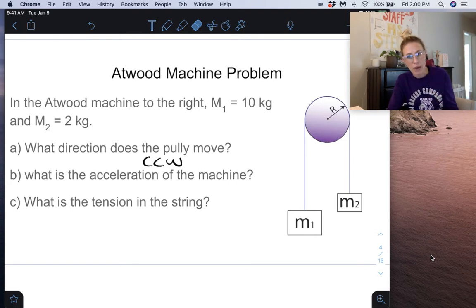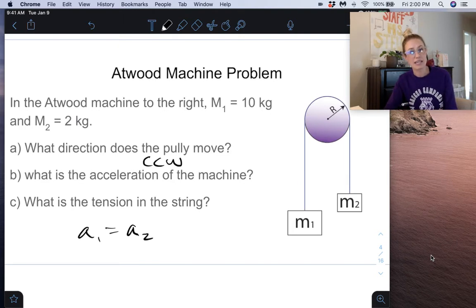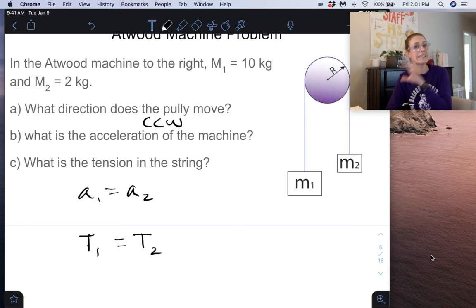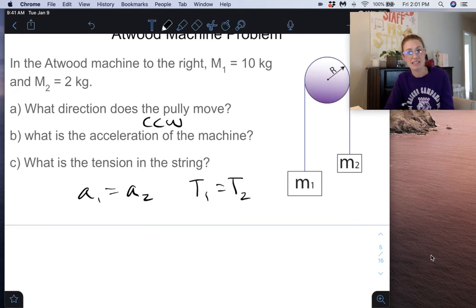Now, the key for these Atwood machine problems is that acceleration is going to be the same for both masses. So acceleration of mass 1 equals acceleration of mass 2. And then since they're connected by the same string, the tension for mass 1 will be equal to the tension for mass 2. So that's our whole key to this problem here. I'm actually going to write this up here as well. So tension for mass 1 equals tension for mass 2. And again, that is the key to this problem.